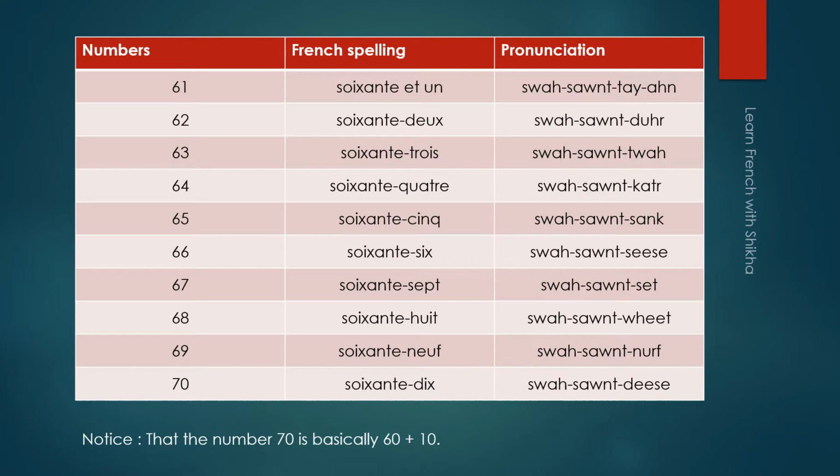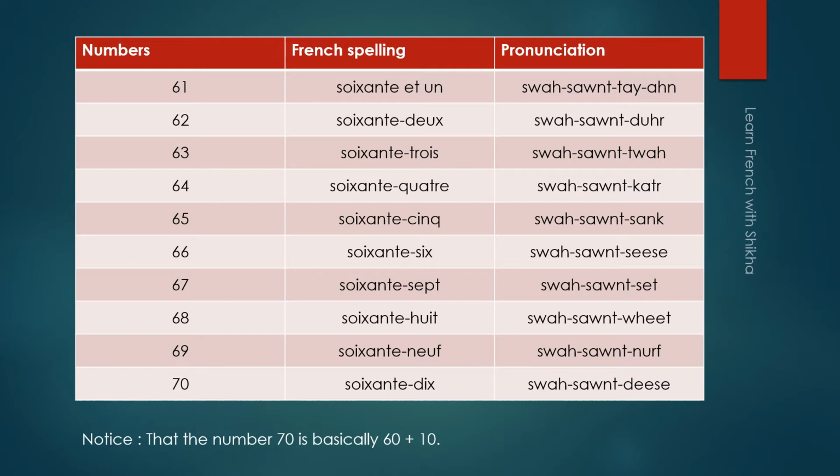Like earlier, in the numbers 31, 41, 51, we had a "et" in between. Similarly, here also in 61, we have "et" in between, wherein in the rest of the numbers it's a hyphen. So it's a must. The hyphens are a must. So let's do the pronunciation now.